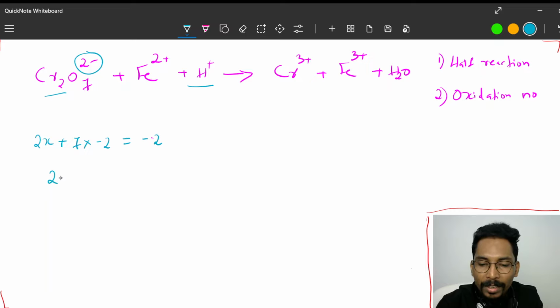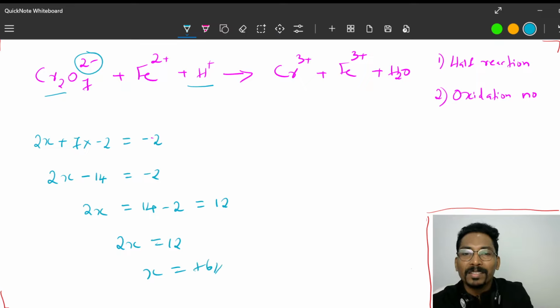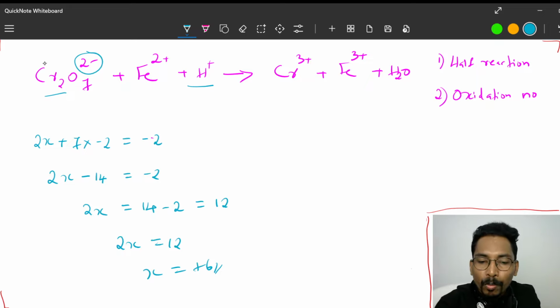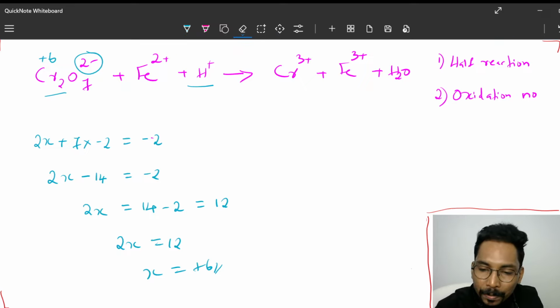How? 2X minus 14 is equal to minus 2. 2X is equal to 14 minus 2, which is 12. So 2X is equal to 12, so X is equal to plus 6. Clear? So the oxidation number of chromium in dichromate, Cr2O7 2 minus, is plus 6. I hope all of you are clear.